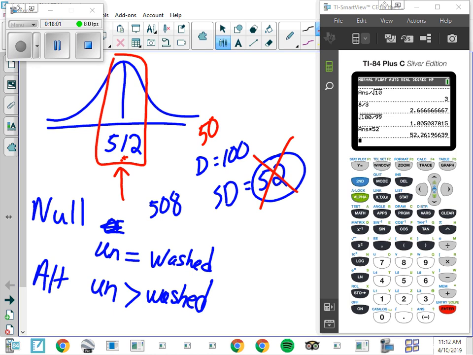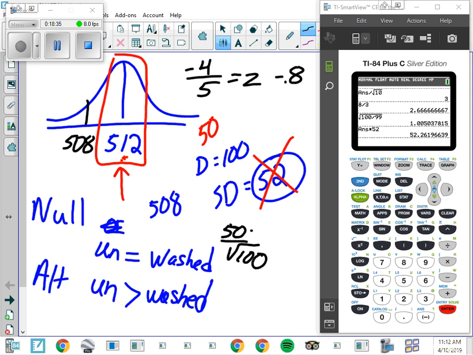What did the back say? Did the weight get lighter? If so, by how much? All right, so we're going to put 508 right here. That gives me -4 divided by my SD of 50 or divided by the square root of 100, which is 5. So -4 over 5 gives me a z-score of -0.8.